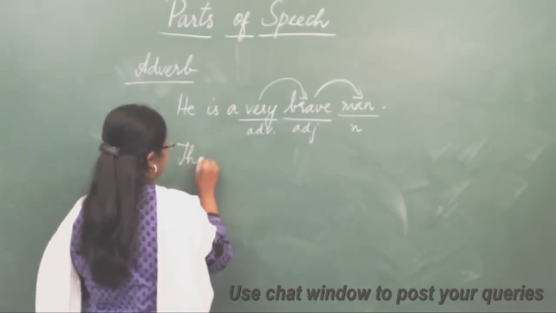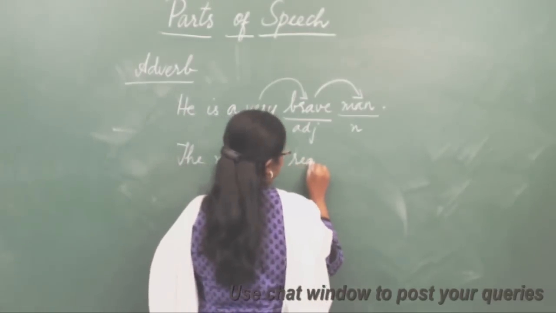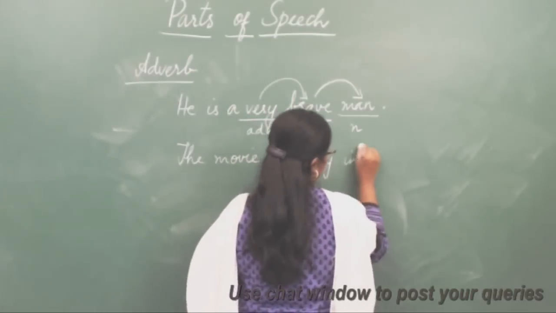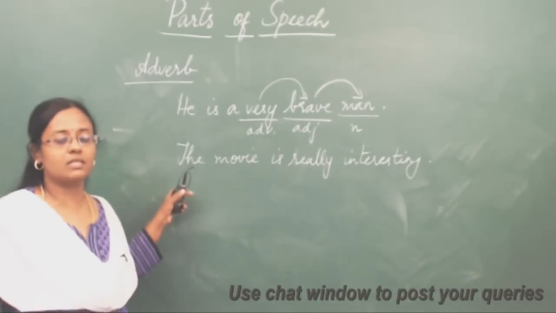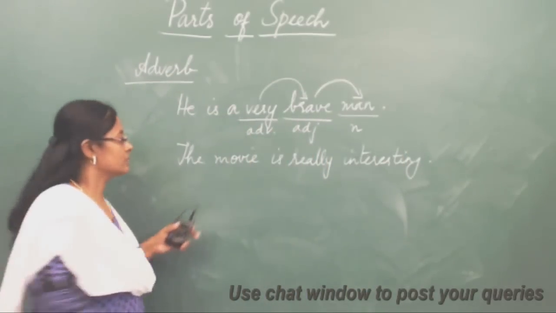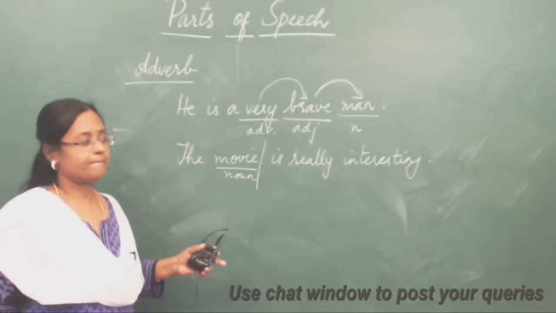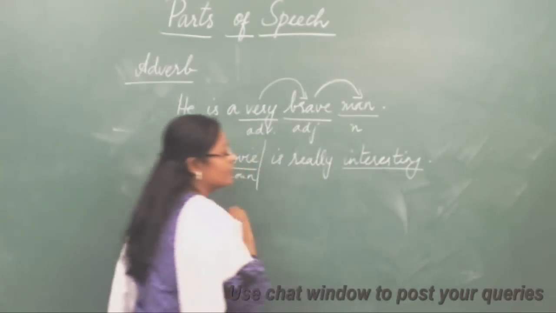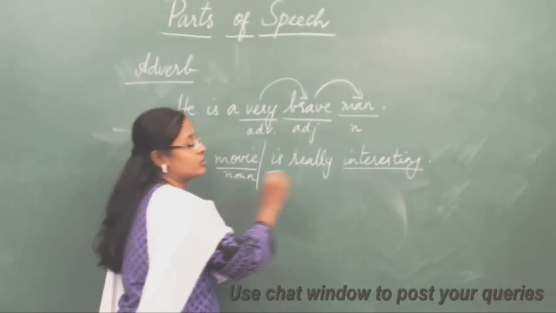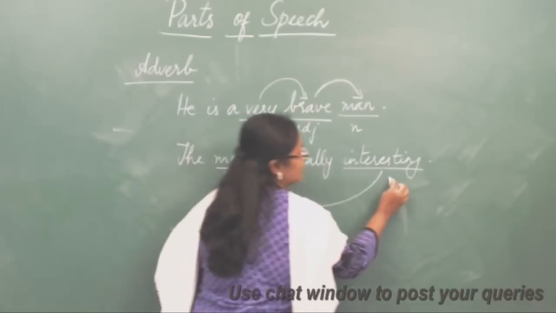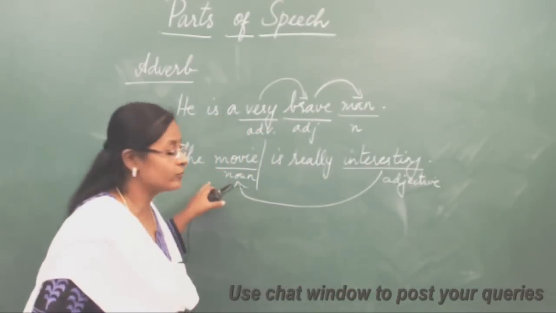Then another example where the adverb adds more meaning to an adjective. The movie is really interesting. What does the sentence talk about? The movie. This is the subject, okay, but it's also a noun. This word interesting. What is interesting? The movie is interesting. And what is movie? Noun. So what is this word? It is adjective.